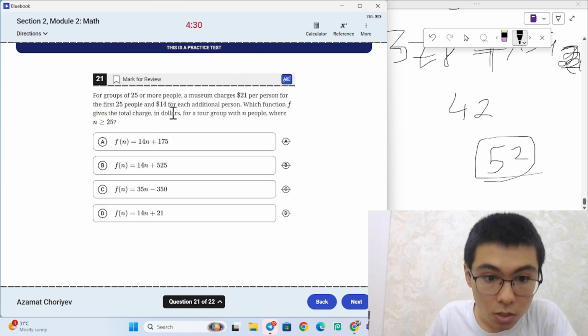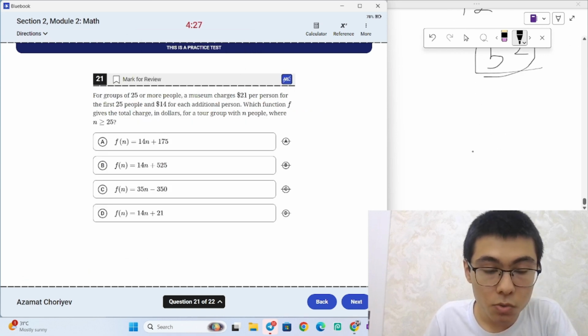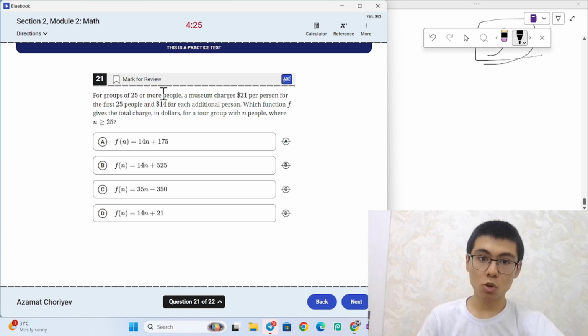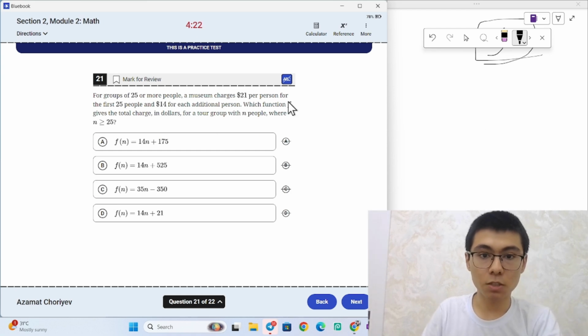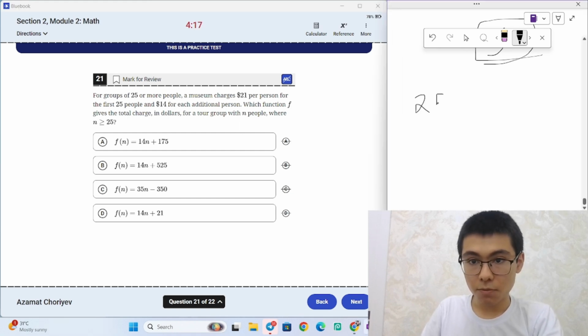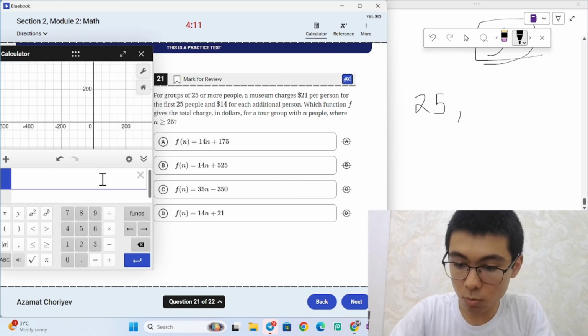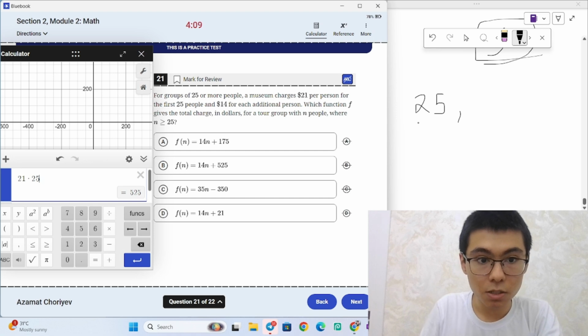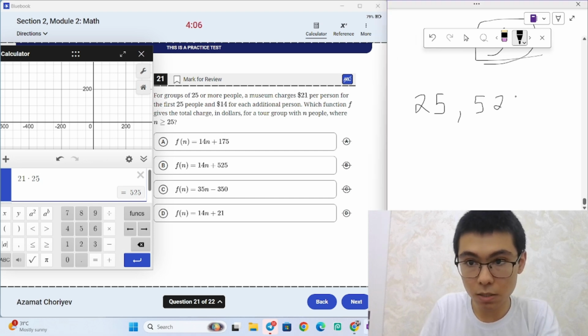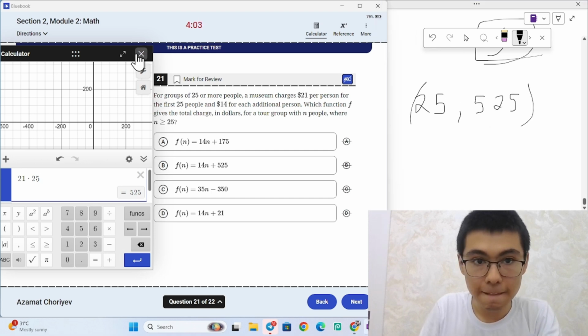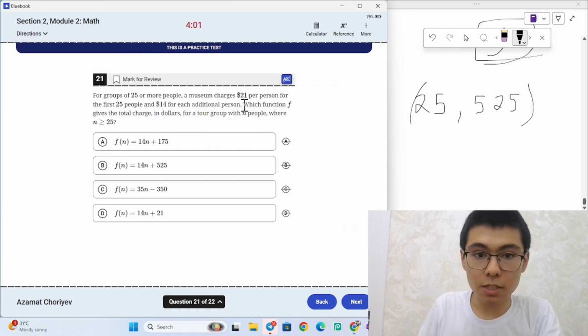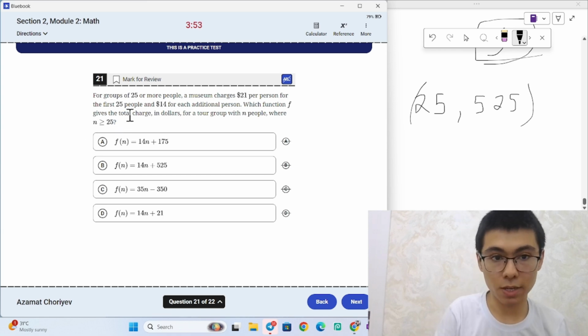5 minutes left. Okay, we got two questions left. For groups of 24 or more people, a museum charges $21 per person for the first 25 people. So if it's 25 people, then it's gonna be 21 multiplied by 25, so I get 525. And $14 for each additional person, with n people, so this is also important when n is 25 or more.